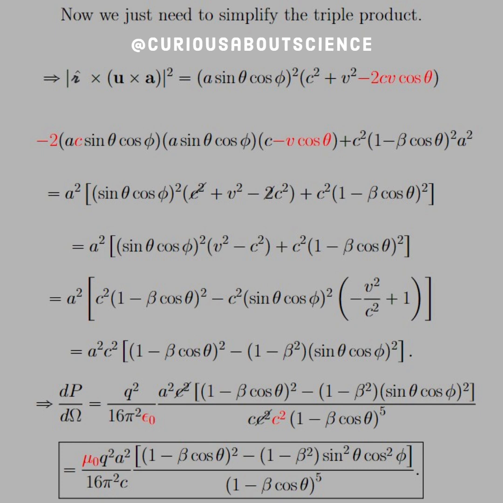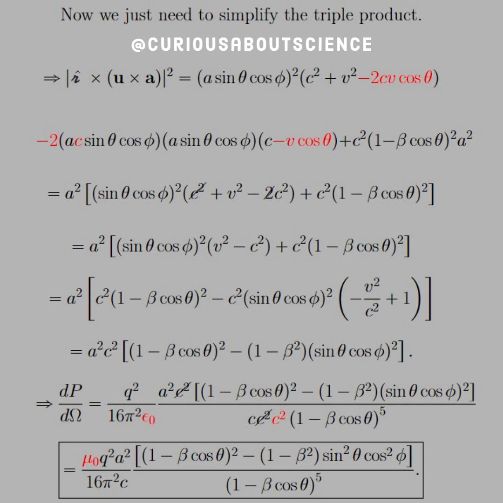That way we can take the c squared out of the whole big bracket and put everything in terms of beta. So with that, we get a (1 minus beta cosine theta) squared minus a (1 minus beta squared) term times the sine theta cosine phi squared. So if we plug that triple product in and we plug in the script r dot u, we see that in the denominator, what we get is a (1 minus beta cosine theta) to the 5th. And again, that c squared term cancels with the c squared.